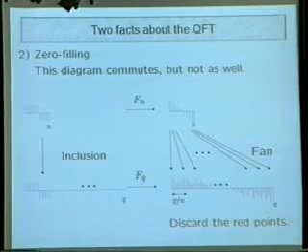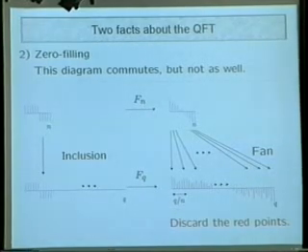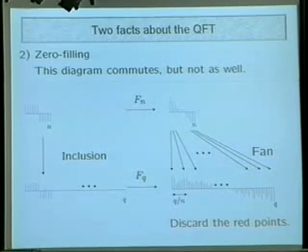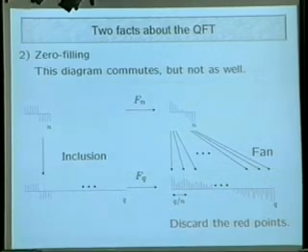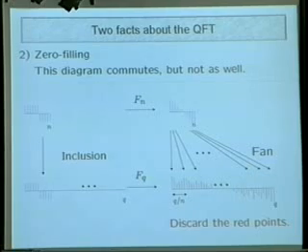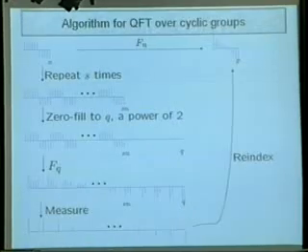But in the Fourier transform algorithm, we combine these two facts, and by spacing it out and doing the zero filling, these red points become useful. And we don't have to throw them out anymore. And that's actually how the Fourier transform algorithm works. So here's how you do the Fourier transform over a cyclic group.